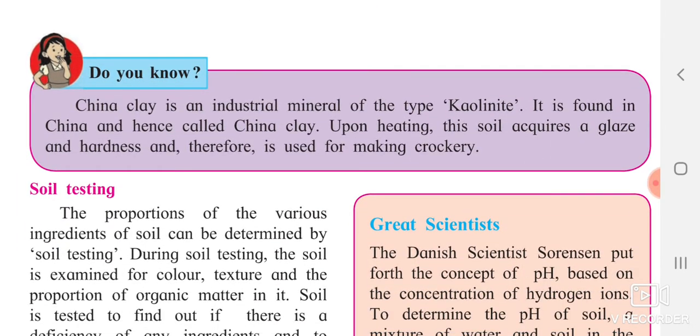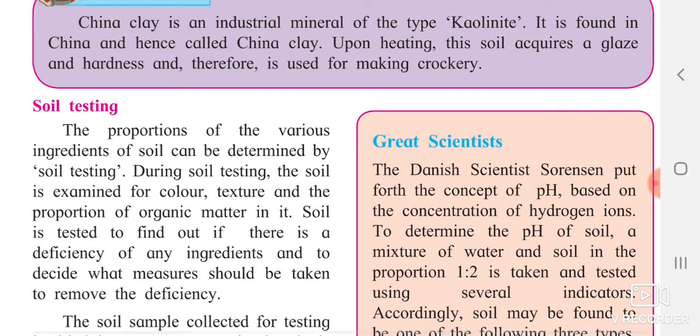Now one thing, China clay is an industrial mineral of type kaolinite. It is found in China and hence it is called China clay. China clay, which we have just now seen, which is white in color, is found in China, and that's why it is named China clay. Upon heating, this soil acquires a glaze and hardness. When you heat this particular soil, it gets a typical type of hardness, and that is why it is used in crockery. Crockery means the variety of utensils which we use, the spoons, the dishes, etc.